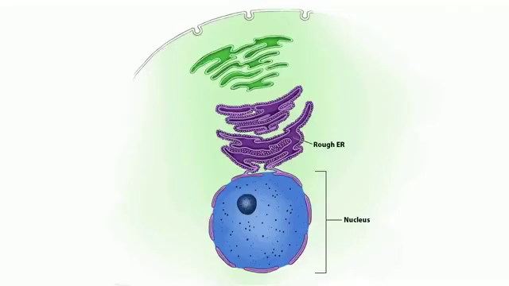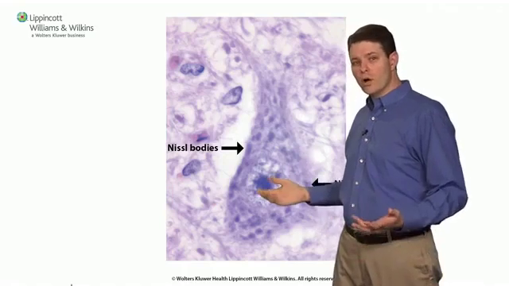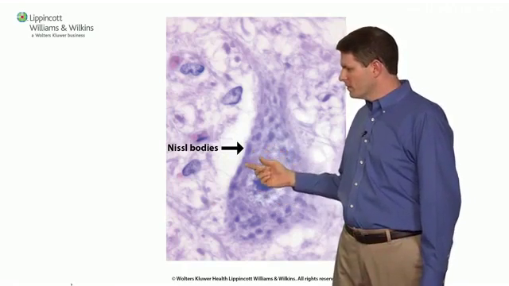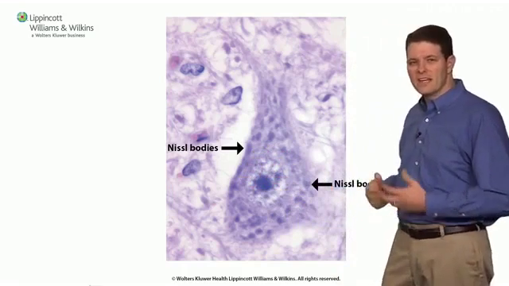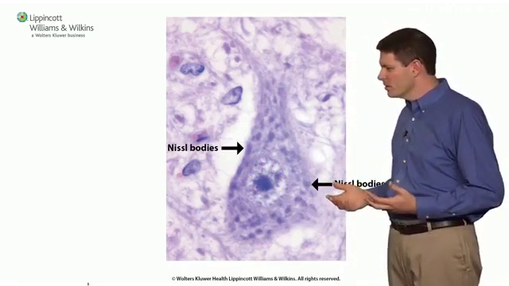So where in the cell do we make the proteins that are going to remain in the cell? Well, there are also free ribosomes suspended in the cytoplasm that are not attached to the rough ER. And these free ribosomes are the site of synthesis of cytosolic proteins and the proteins that become part of the organelles. Now, in the neurons, the rough endoplasmic reticulum is called Nissl bodies, or Nissl substance. And the Nissl bodies synthesize enzymes and peptide neurotransmitters.